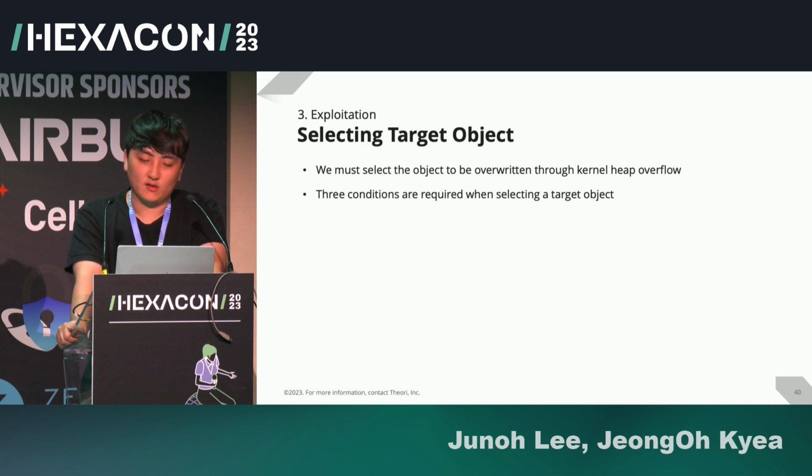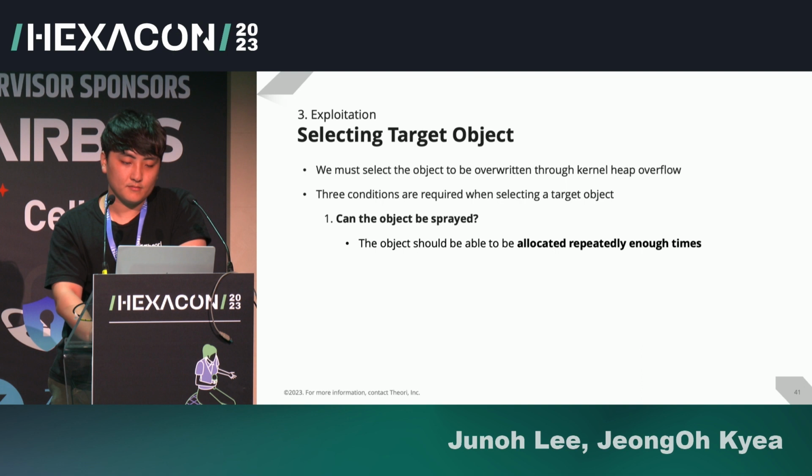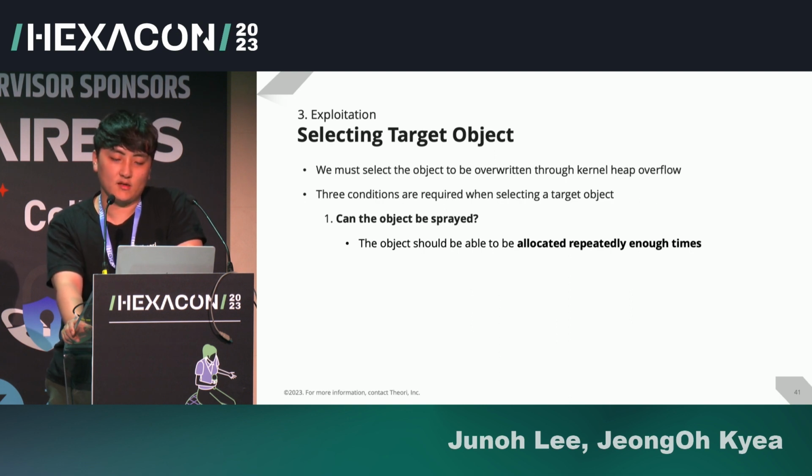Then we must decide which data to overwrite through overflow. A target object to be manipulated through overflow must be selected, and several conditions are required to become a target object. First of all, in order to become a target object, the object must be able to be sprayed. The reason is that we need to place the target object right after the chunk where the vulnerability occurs. Since the kernel has severe heap noise and chunks are not allocated sequentially, the heap spray technique is necessary to achieve the desired state.